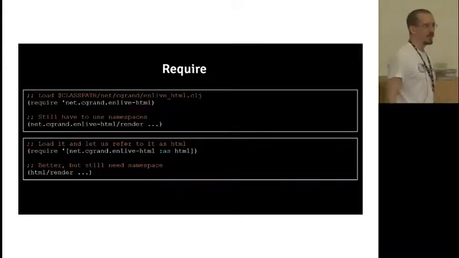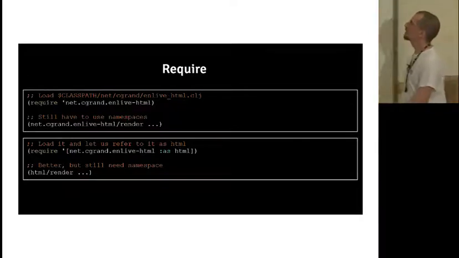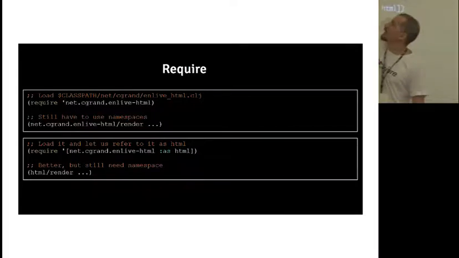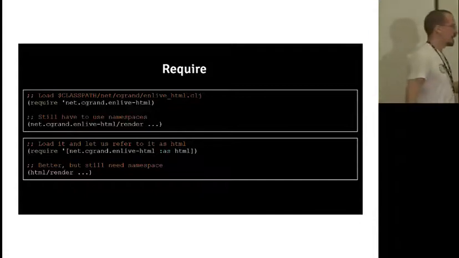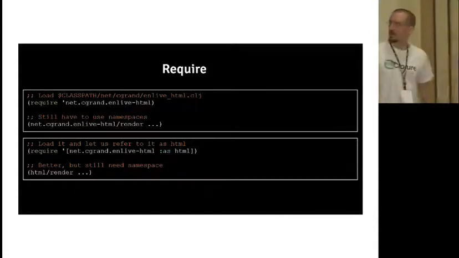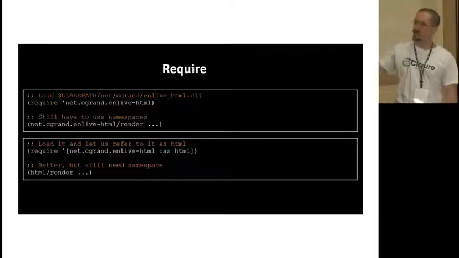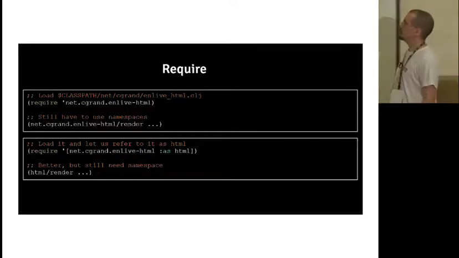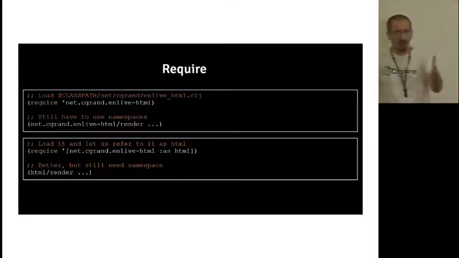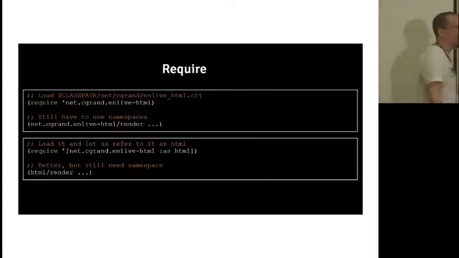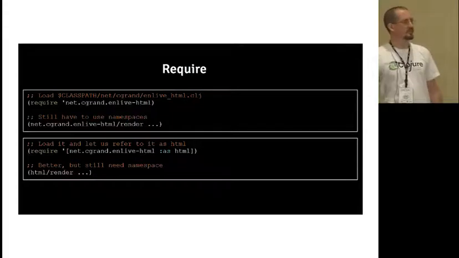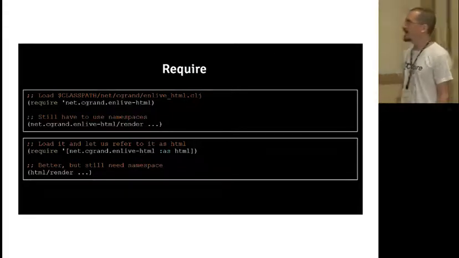What are the rules for loading? Well, there better be a file called enlive_html. Dashes turn into underscores. It better be in a directory called cgrand, and that directory better be in a directory called net. Dots turn into slashes. If you say require net cgrand enlive-html, notice it has to be quoted in this form. Once you do that, it will go and find that file, load it, and evaluate it. And somewhere in that file is a line of code that says defn render. There's a render function in there. Okay? And now we can use it.